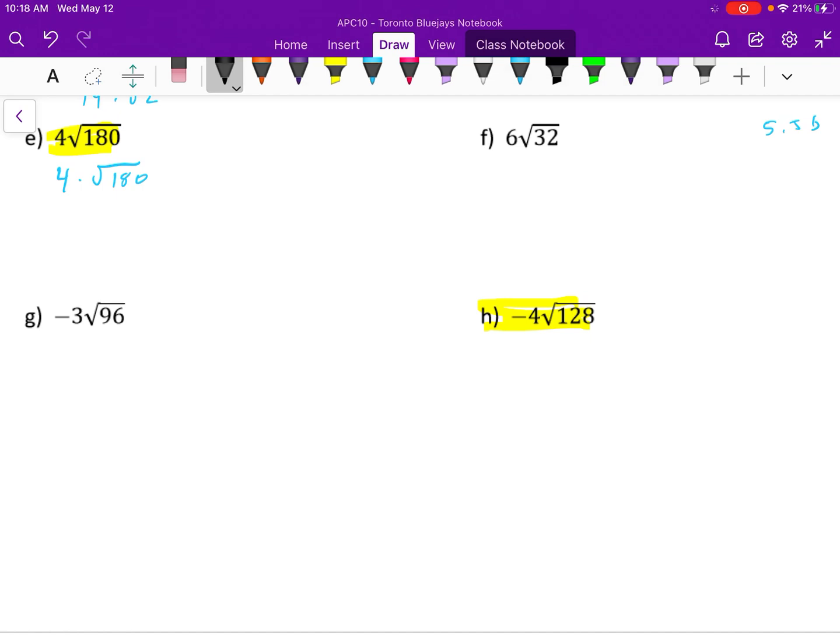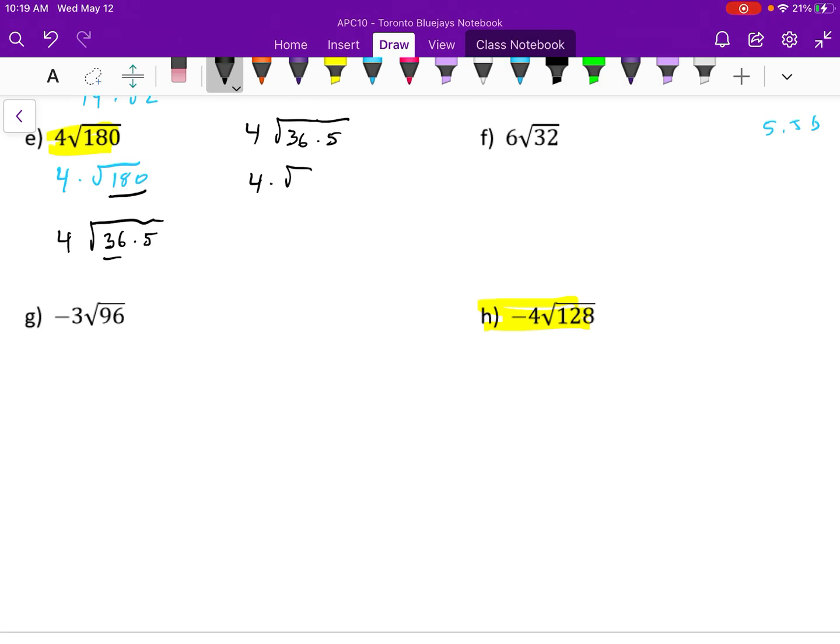So, can you identify a perfect square factor of 180? I believe I can. And I'm going to say, did you know that 36 times 5, right? 36 is a perfect square. So remember that I'm going to split up my radical. So I'm going to maybe give myself more space up here. 4 times 36, 4 times the root of 36 times 5.